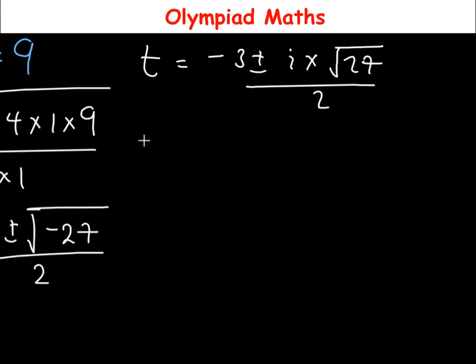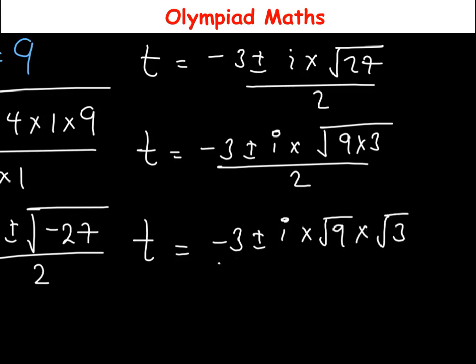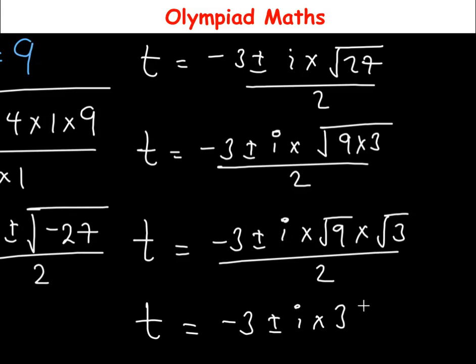From here, the value of t is equal to minus 3 plus or minus i times, we can write root 27 as root 9 times 3, then all over 2. From here, t is equal to minus 3 plus or minus i times, this can be written as root 9 times root 3, then all over 2. From here, t is equal to minus 3 plus or minus i times root 9 is 3, then times root 3, then all over 2.